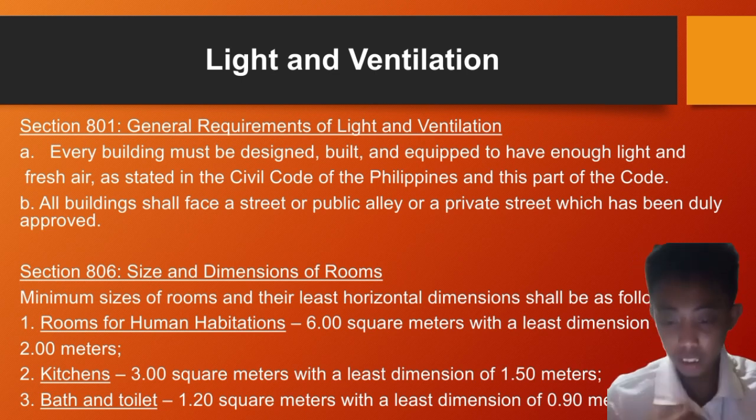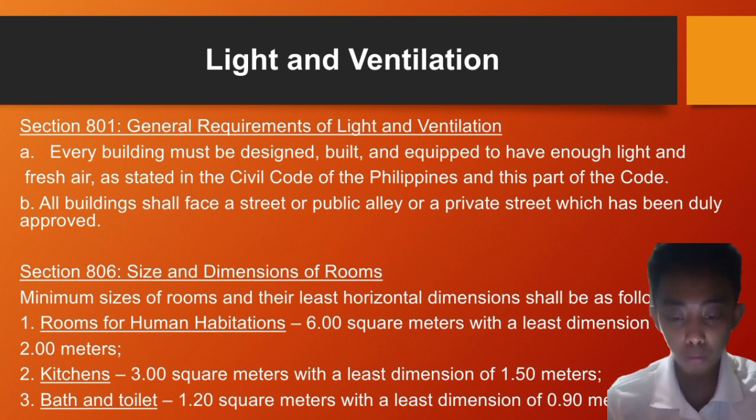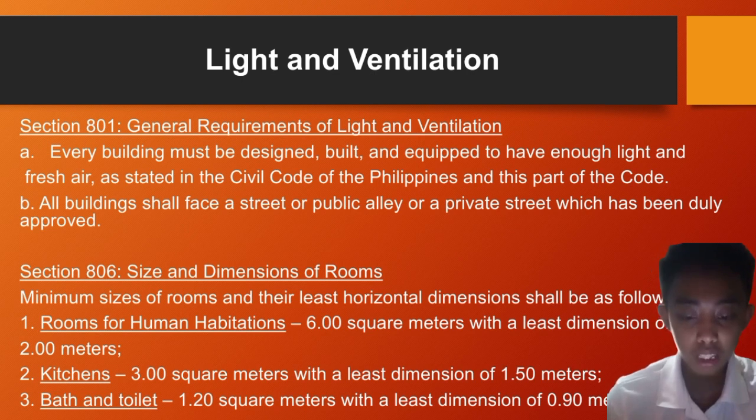Article 806, Size and Dimension of Rooms. Minimum size of rooms and least horizontal dimension shall be as follows. 1. Room for human habitation, 6 square meters with least dimension of 2 meters. Kitchen, 3 square meters with a least dimension of 2.5 meters. Bath and toilet, 1.2 square meters with a least dimension of 0.9 meters.